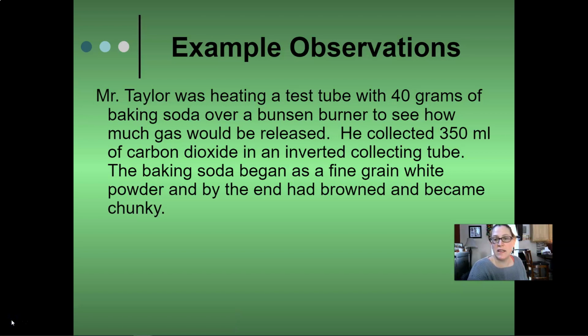So Mr. Taylor was heating a test tube with 40 grams of baking soda over a Bunsen burner to see how much gas would be released. He collected 350 milliliters of carbon dioxide in an inverted collecting tube. The baking soda began as a fine grain white powder and by the end had browned and become chunky. So this is an example set of observations, and we're going to try to decide which of these observations are qualitative, are based on descriptions, and which ones are quantitative, based on numbers.